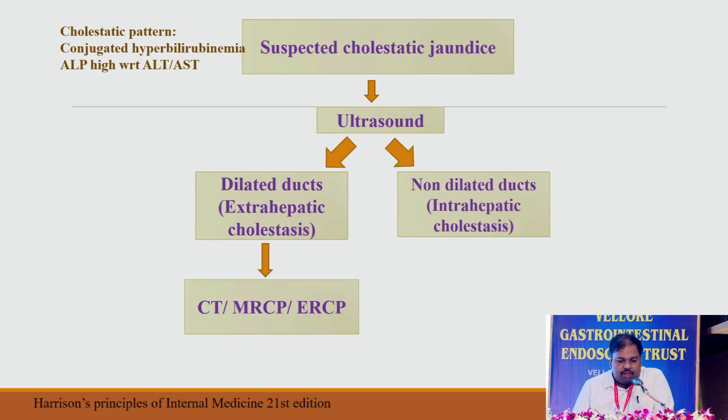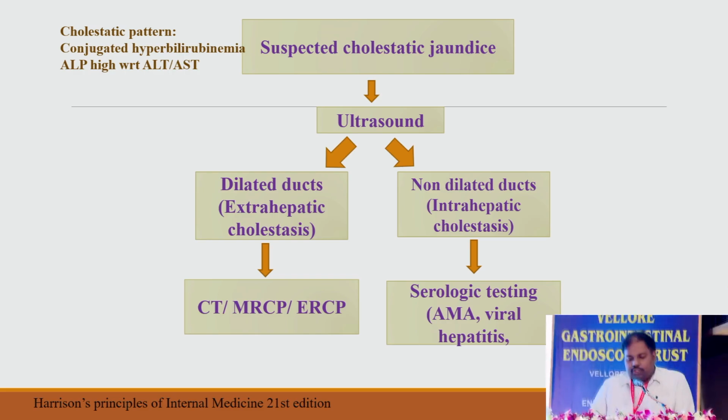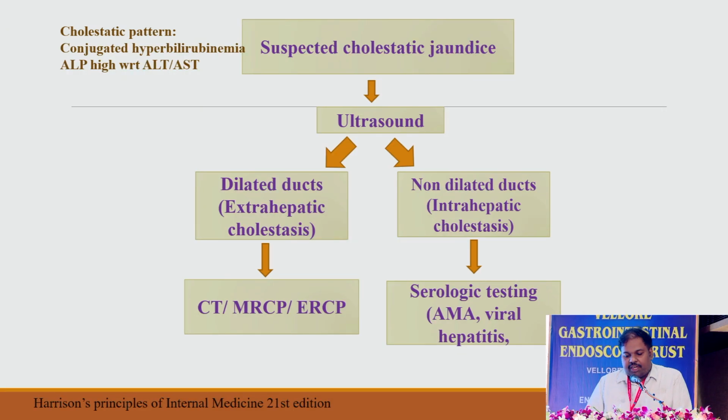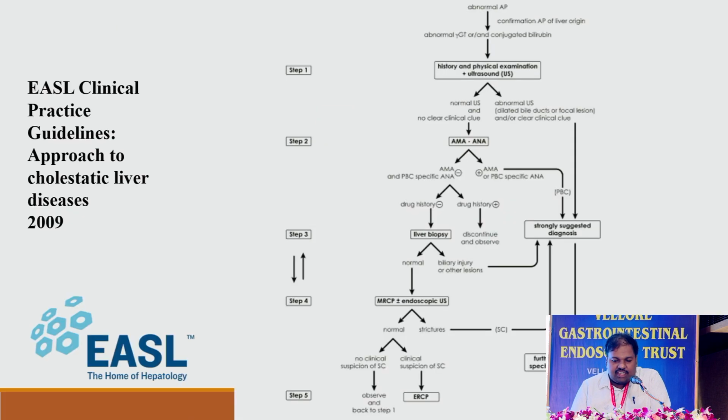After that, we should look at investigations. The first investigation we do is ultrasound. In ultrasound, if there are dilated ducts, it points to extrahepatic cholestasis. And if there are no dilated ducts, it is predominantly intrahepatic. Then we should go for serological investigations for viral hepatitis, autoimmune hepatitis or other causes of intrahepatic cholestasis.